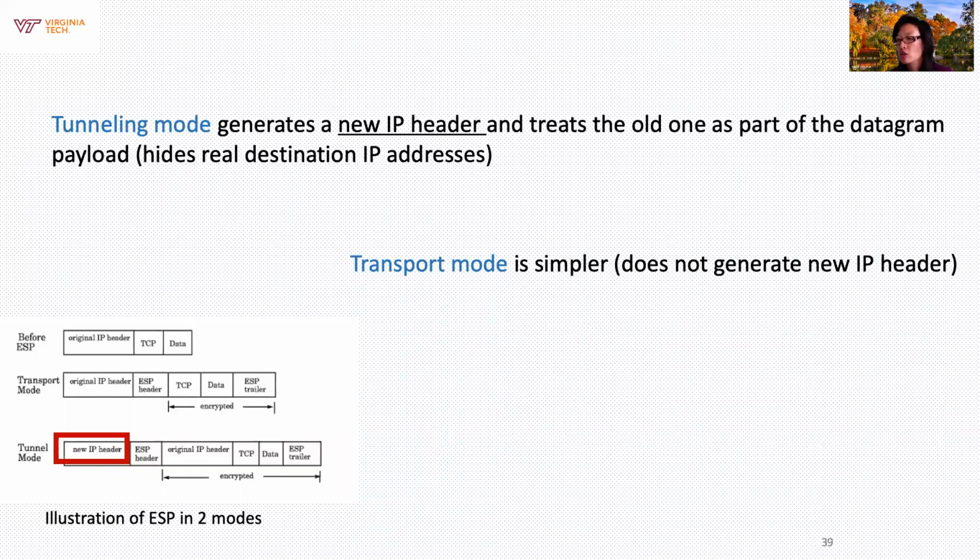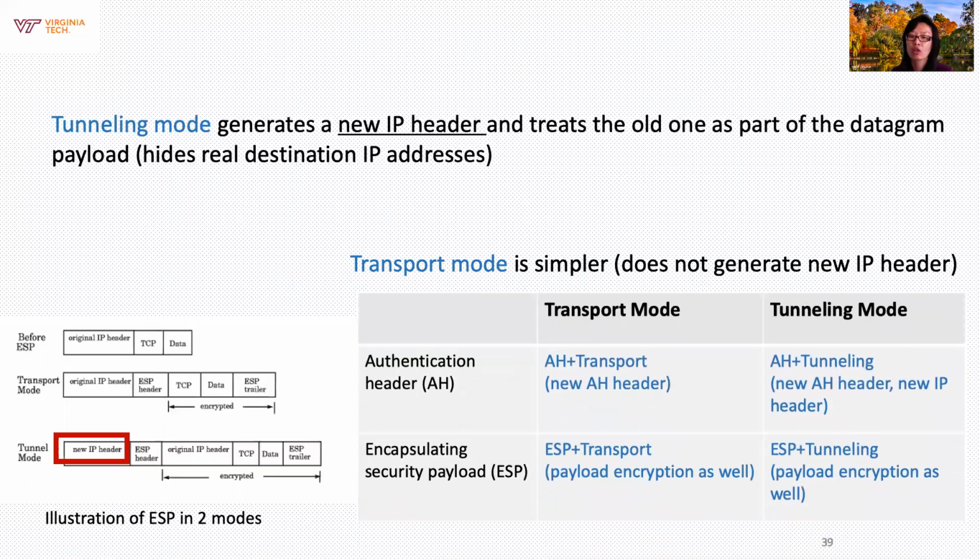Transport mode is a lot simpler. Transport mode would not generate a new header, but just allow you to have this authentication information and additional security headers attached to it. Okay, but then the payload stays.